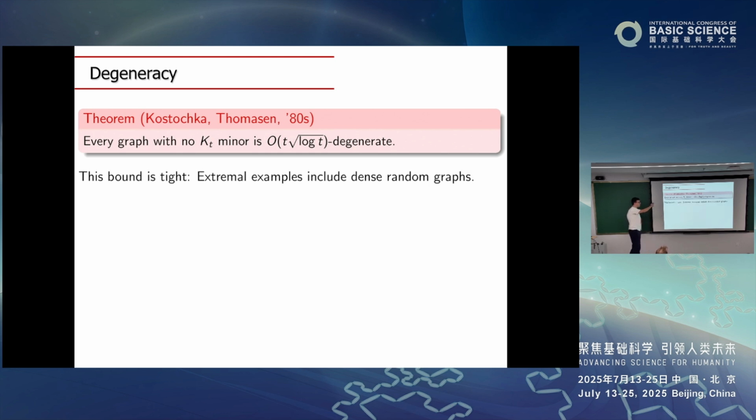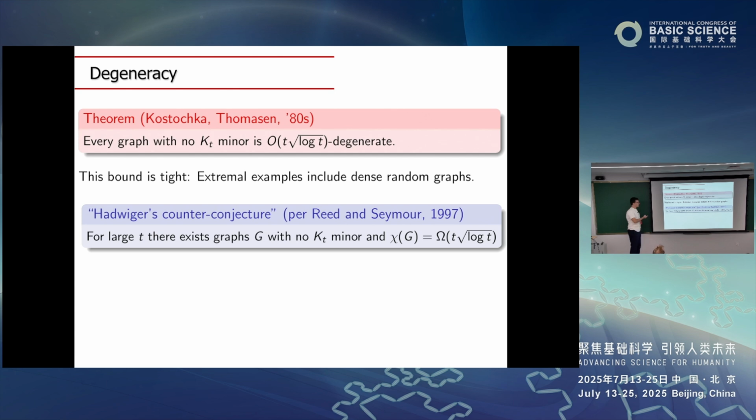And the problem is that this bound is tight. The degeneracy method goes no further. So if all we have is degeneracy, then this might be the answer. In fact, the bound stayed at this level, and our lack of methods was an issue that Reed and Seymour mentioned in the late 90s: there is a popular Hadwiger counter-conjecture that t root log t is actually the right bound.